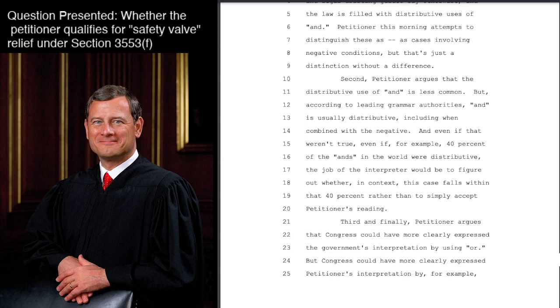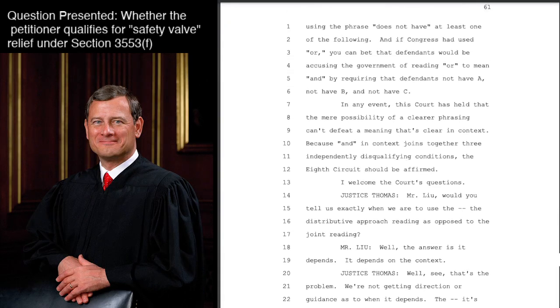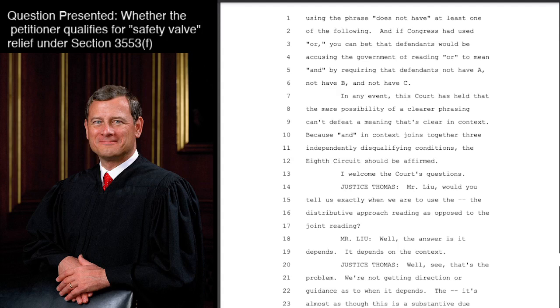Third and finally, petitioner argues that Congress could have more clearly expressed the government's interpretation by using "or." But Congress could have more clearly expressed petitioner's interpretation by, for example, using the phrase "does not have at least one of the following." And if Congress had used "or," you can bet that defendants would be accusing the government of reading "or" to mean "and" by requiring that defendants not have A, not have B, and not have C. In any event, this Court has held that the mere possibility of a clearer phrasing can't defeat a meaning that's clear in context. Because "and" in context joins together three independently disqualifying conditions, the Eighth Circuit should be affirmed. I welcome the Court's questions.